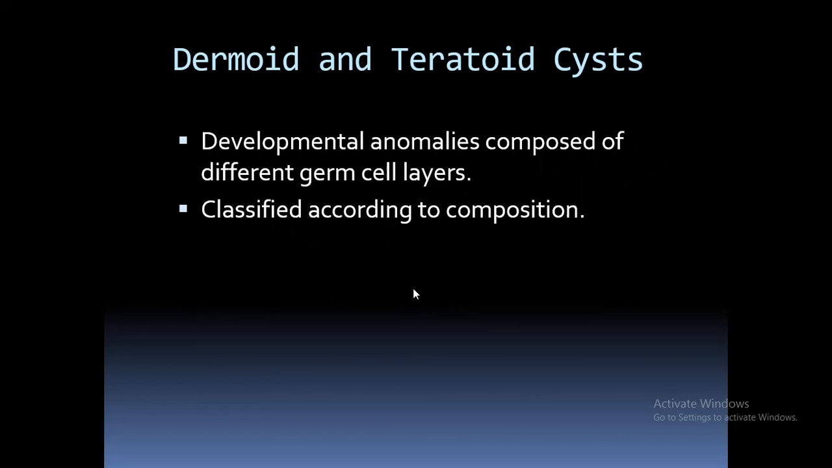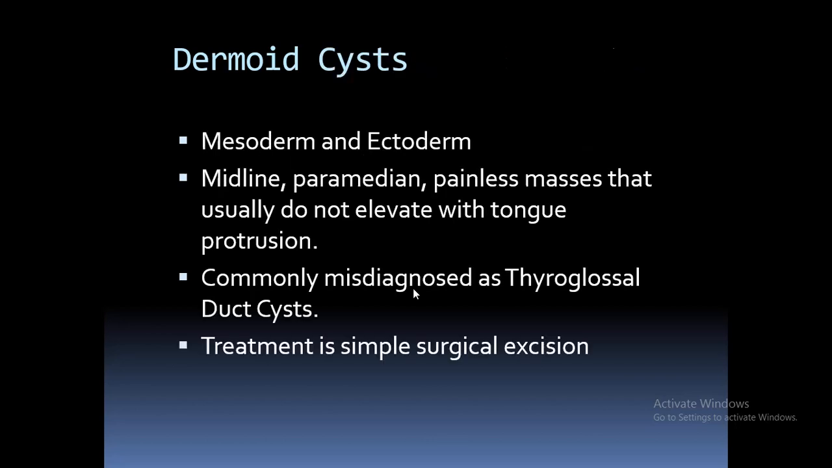There are a few midline neck masses that I want to discuss today, like the dermoid and the teratoid cyst. These are developmental anomalies composed of different germ cell layers, and they are classified according to the composition. The dermoid cysts include derivatives from the mesoderm and ectoderm, usually in the midline or paramedian position, and present as painless masses that do not elevate with tongue protrusion, commonly misdiagnosed as thyroglossal duct cysts. But thyroglossal duct cysts always move with protrusion of the tongue.